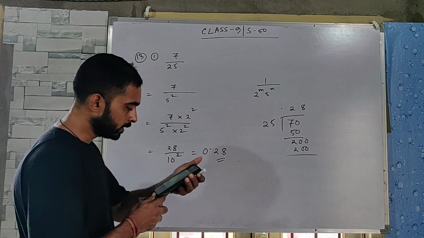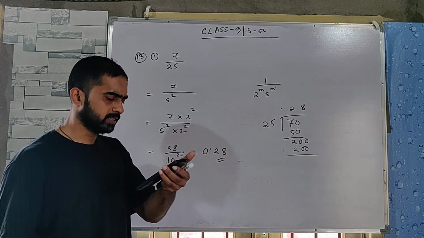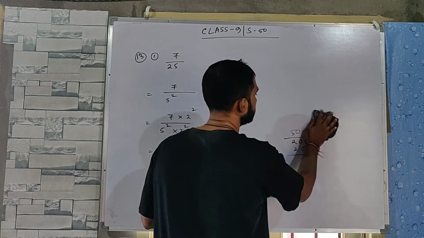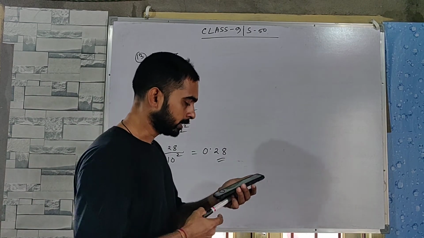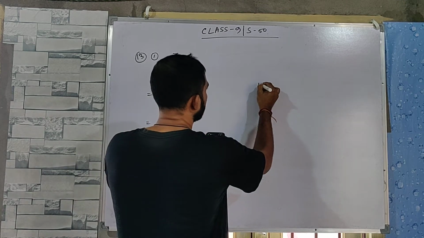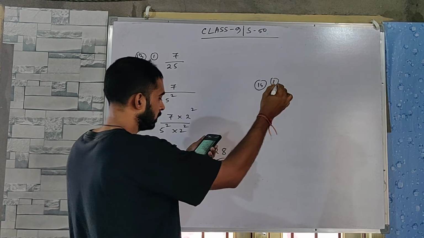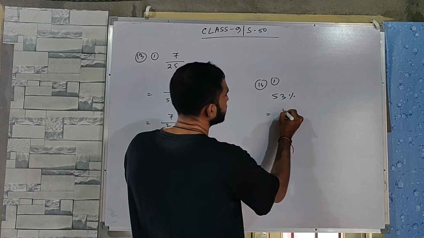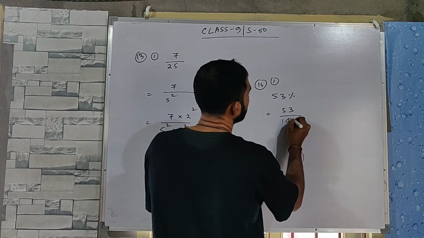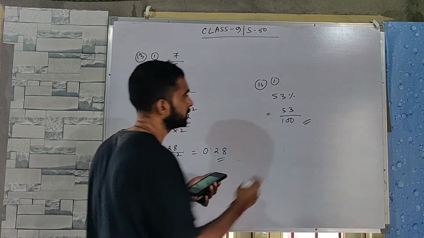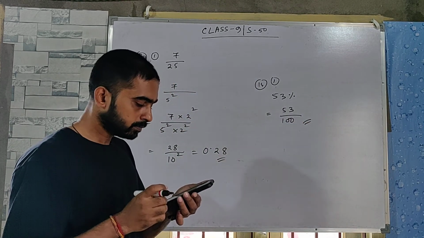Now question number 14. Express the following percent in fraction. A simple question. Express the following percent in fraction: 53%. So remove the percentage, divide by 100. So in fraction, we can't cancel them, so this is the final answer.